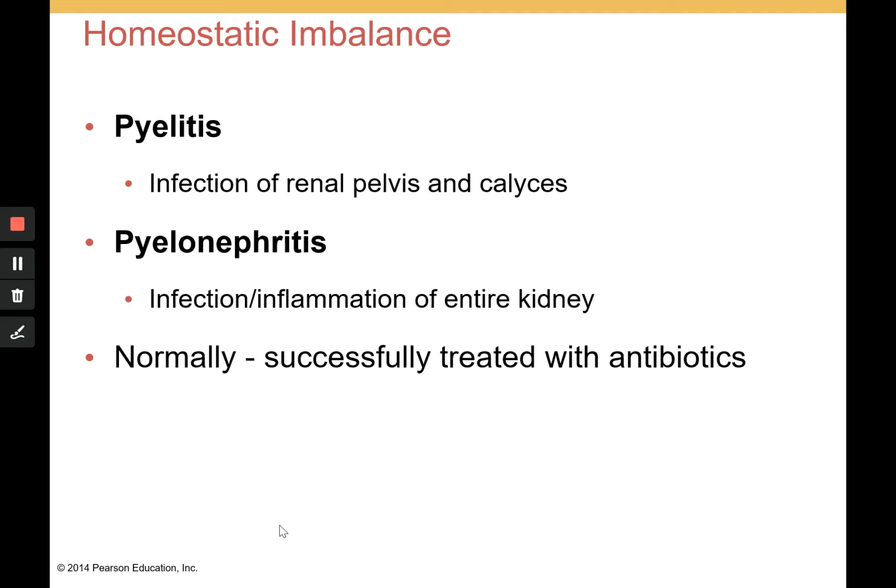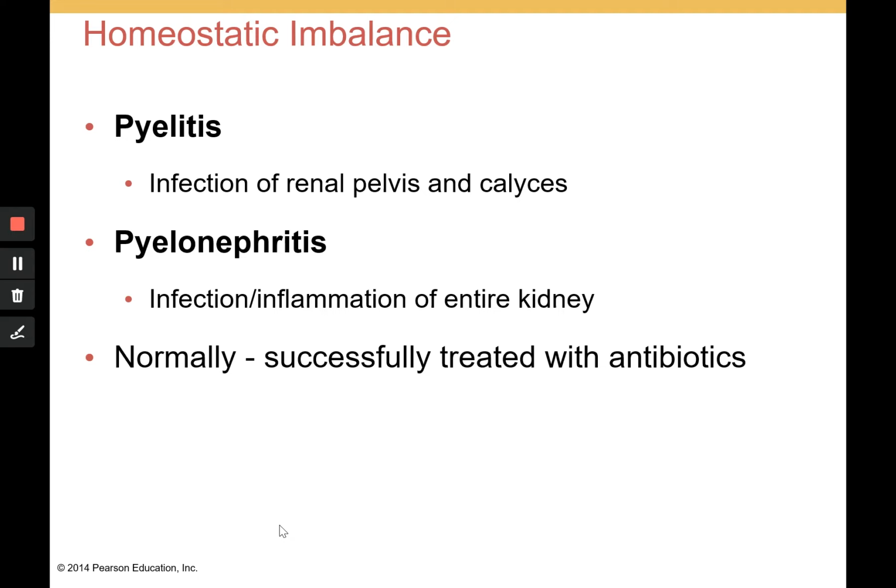Let's just talk briefly about some homeostatic imbalances. There's pyelitis, which is infection of the renal pelvis and the calyces. And then there's pyelonephritis, which is infection or inflammation of the entire kidney. Now, normally these can be successfully treated with antibiotics.